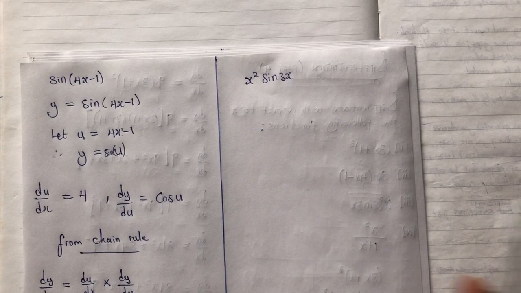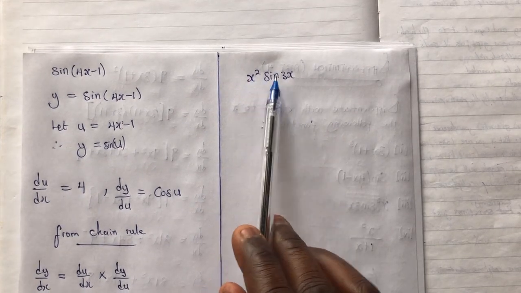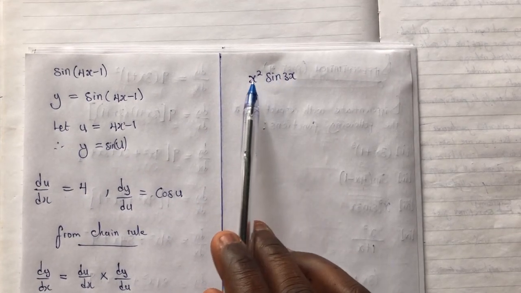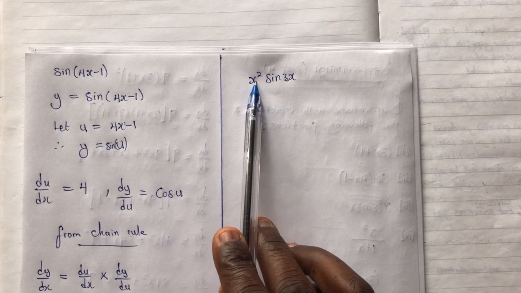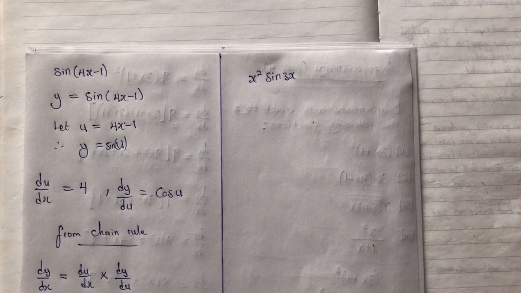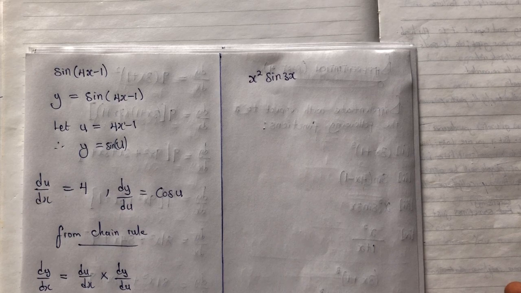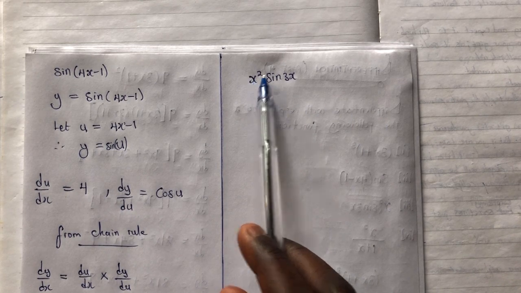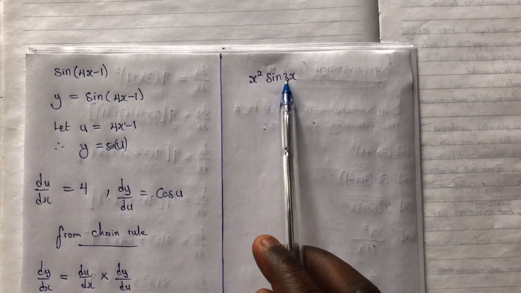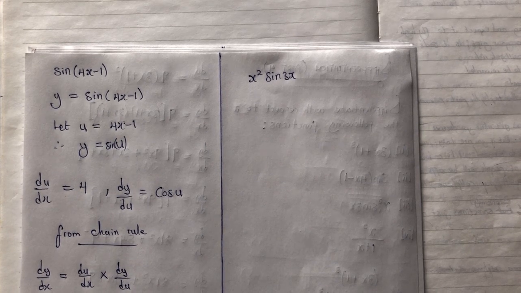For this one, it's a product because we have an x squared term multiplying another term. So we say that x squared is a function on its own, and sine 3x is also a function on its own. So two different functions, say f of x and g of x, multiplying each other. So we can apply the product rule. Or you can say that x squared is a variable u, sine 3x is another variable, say v. So you can use them to solve. So this one we are applying what we call the product rule.